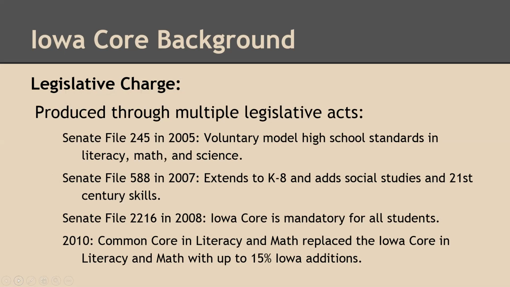In 2010, the Common Core in Literacy and Math replaced the Iowa Core in Literacy and Math, and up to 15% was added with Iowa-specific additions. So currently, we have literacy and math standards that came to be in 2010. We have science standards that were recently passed in 2015, the Next Generation Science Standards, and we have social studies standards that are under review currently in 2016.